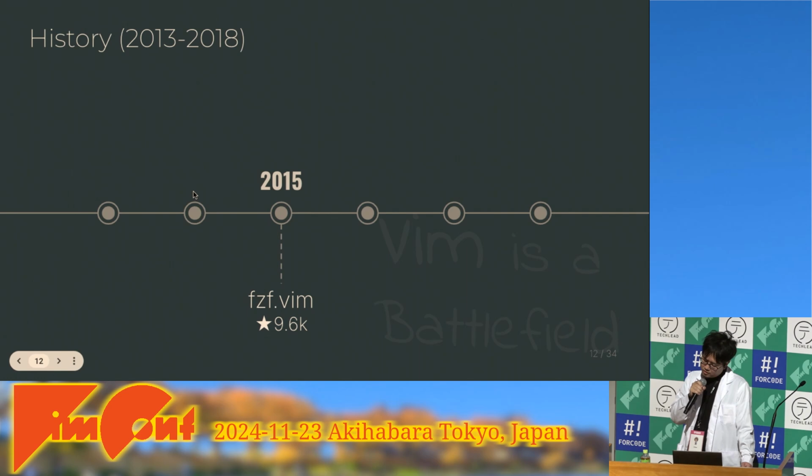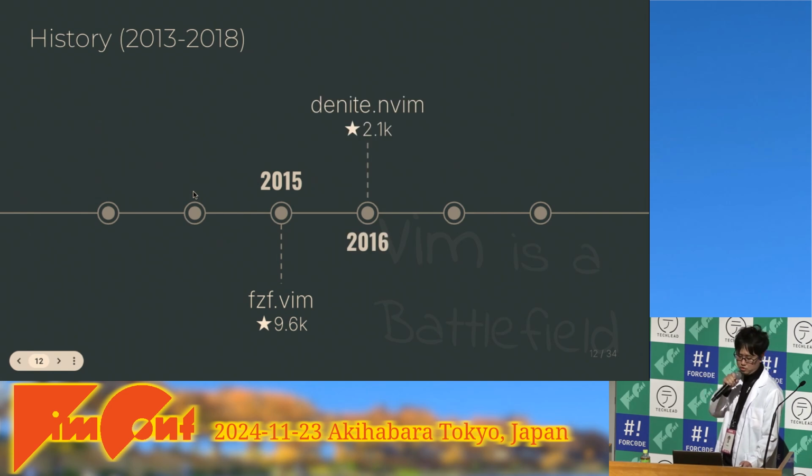Earlier fuzzy finders often struggled with large datasets, as they were written in Vim script. In contrast, FZF.Vim used FZF as an external command, offering amazing speed and stability. Additionally, its excellent matching algorithm made it stand out, drawing many users with its high performance and ease of use.